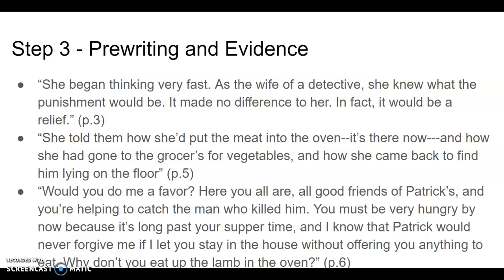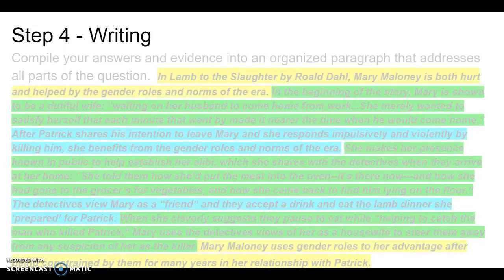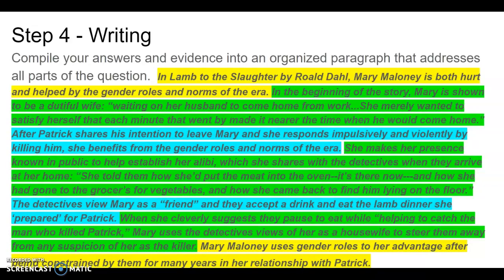Okay. So, I have broken down the question, broken down the directions. I've formulated an argument, written that down, and also found evidence to support my argument and any points that I have underneath that argument. Now, I am compiling my answers into an organized paragraph that addresses all parts of the question. You look at this answer here.